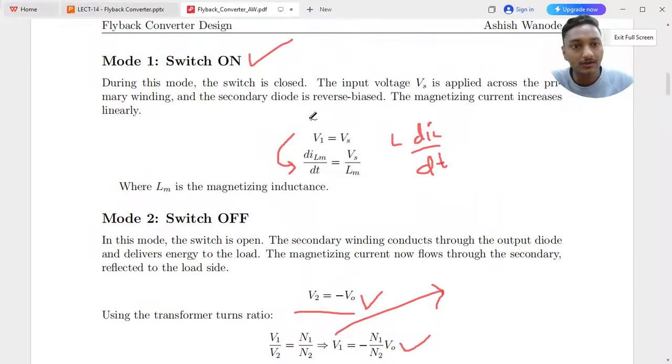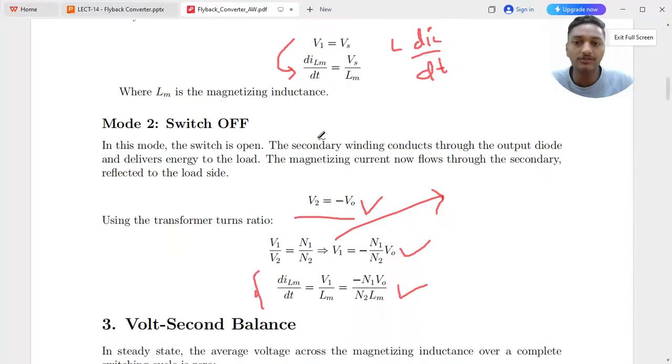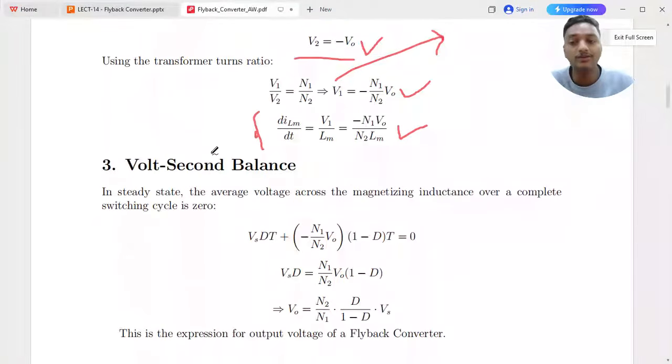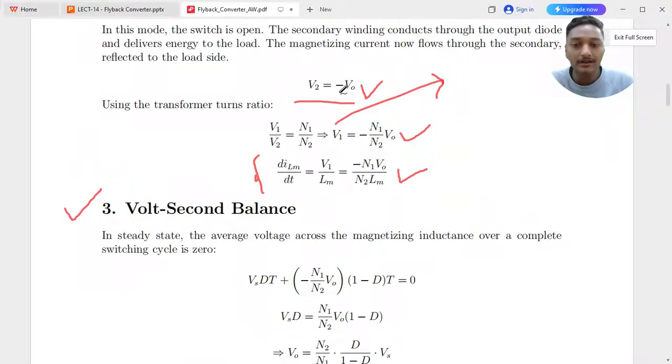I hope you understand how to write the KVL, how to operate the mode when the switch is on, and how to write it when the switch is off. Now the third important thing is we have to derive the expression for the output voltage. For that I am going to use volt-second balance, which is the very fundamental thing. The on time I will represent as dT, and the off time I will represent as 1 minus d T.